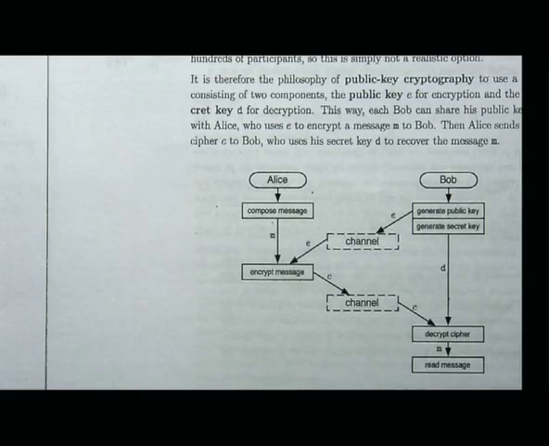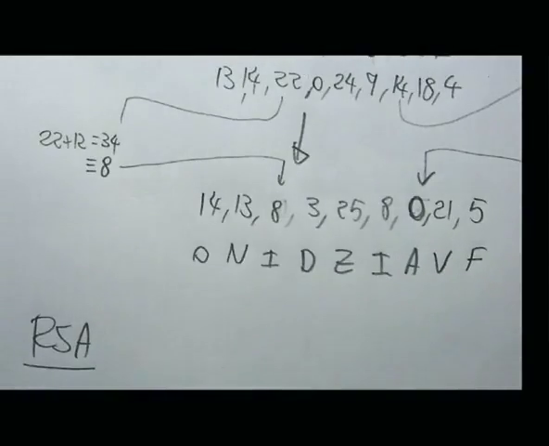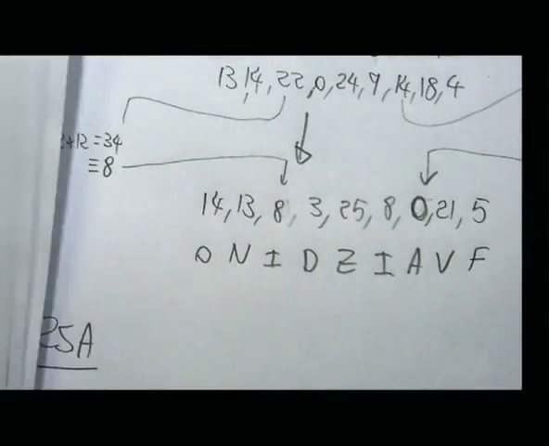Alice makes a message of her own, which she wants to send to Bob securely, and so she uses Bob's public key to encrypt the message, and then he uses his own secret key to decrypt the message. That diagram makes very little sense to me. I'm going to redraw that as we go. So let's look at RSA.